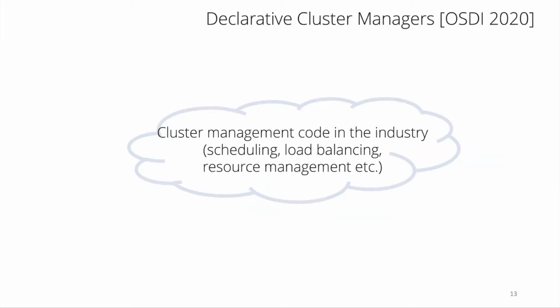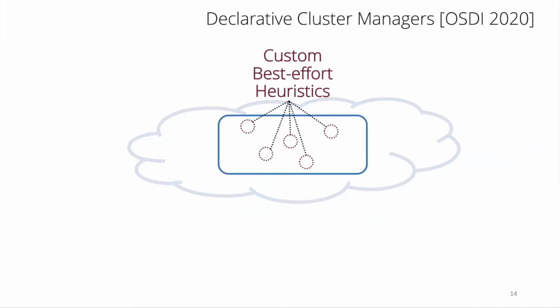So this is a system called DCM, or Declarative Cluster Managers. And our observation in that paper was that a lot of cluster management code in the industry, the kind of code that keeps your data centers running, right? Think of your schedulers, your load balancers, your resource management logic, and so on. We find that such cluster management code is often reinvented over and over again. And developers tend to craft ad hoc heuristics to solve these problems in many different settings.